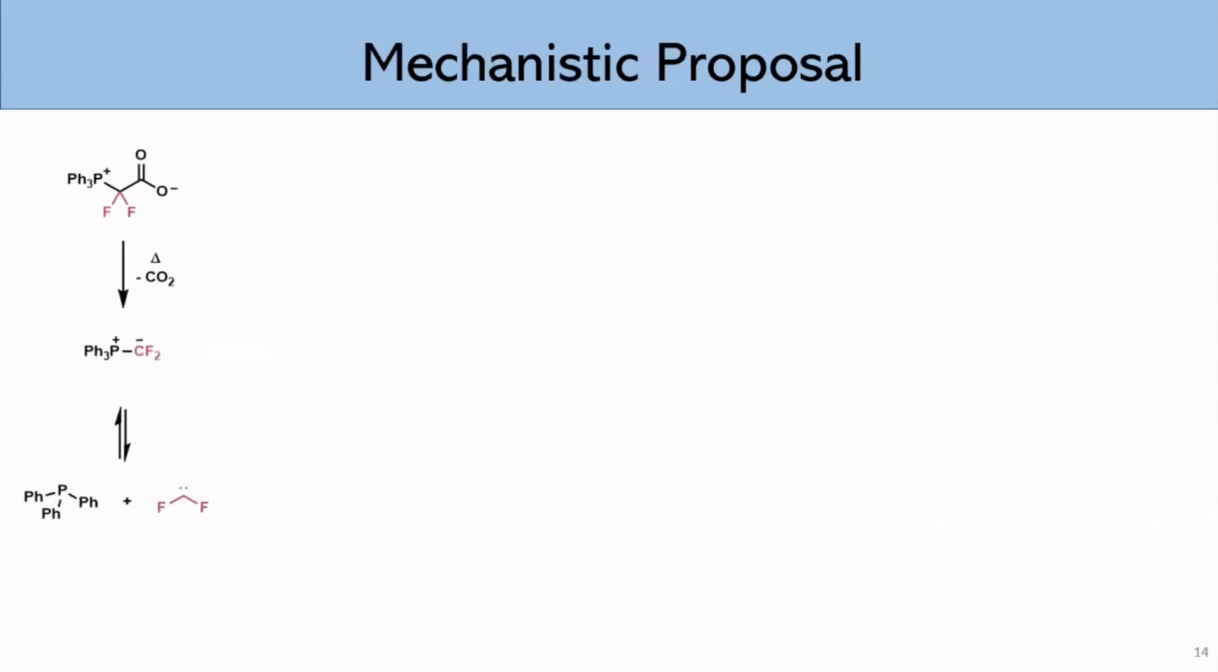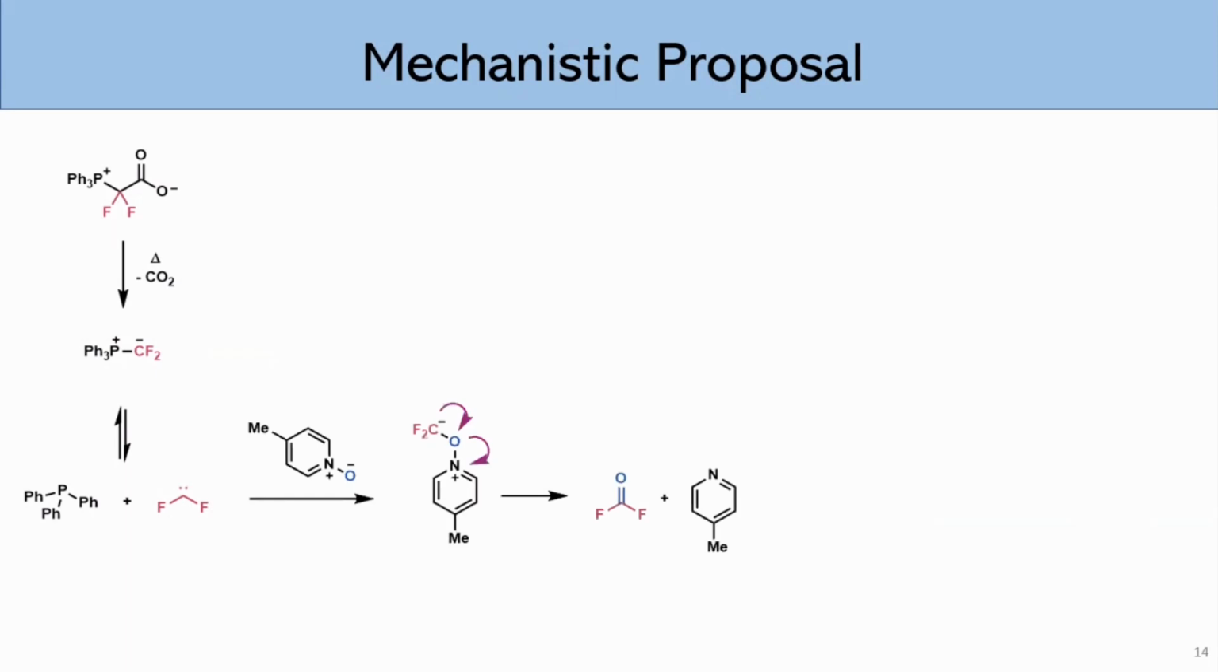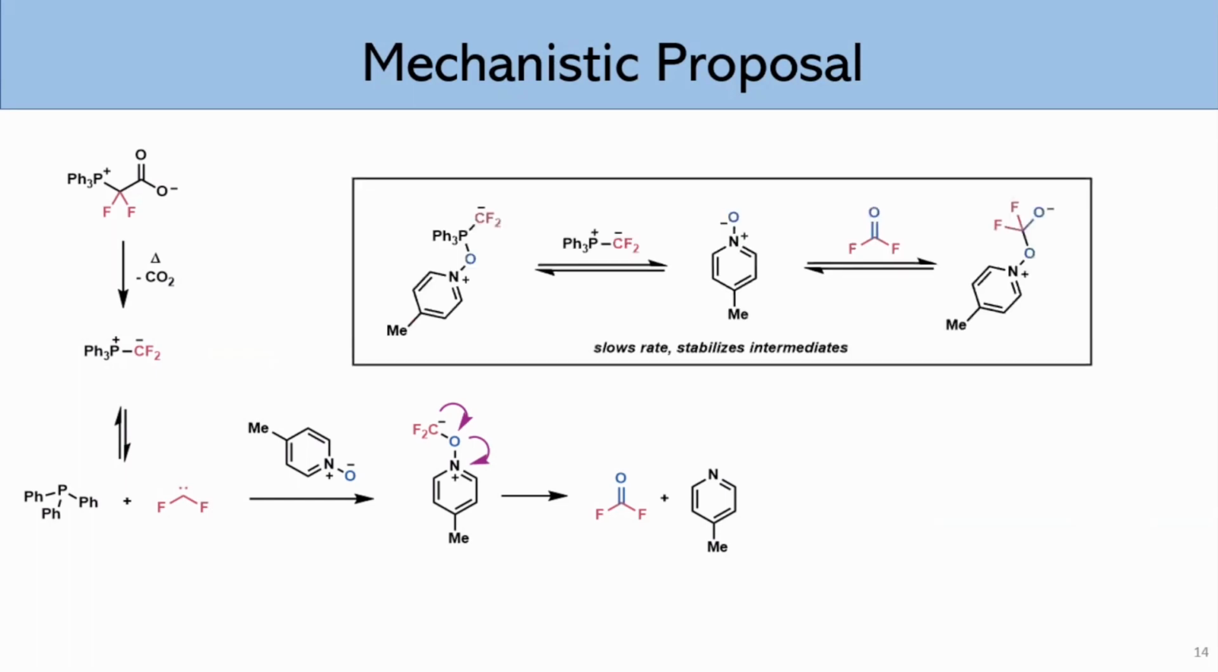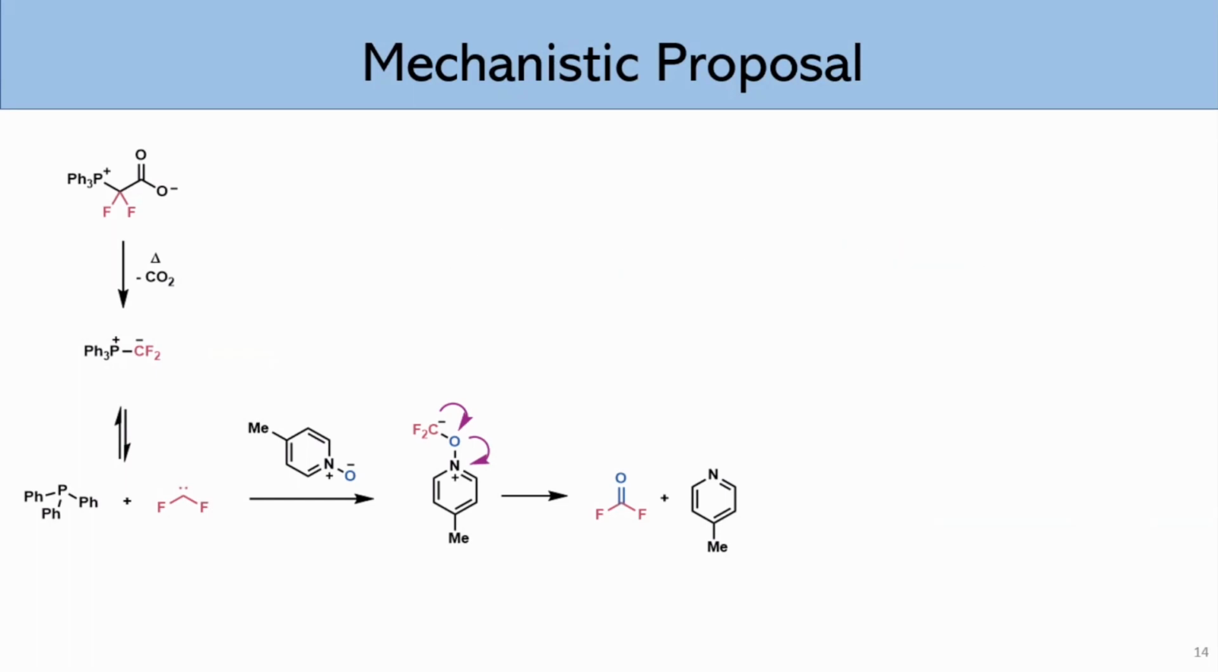So I take you to the final mechanistic proposal. We obviously decarboxylate PDFA under thermal conditions to the ylide, which is in equilibrium with difluorocarbene. Similar to the Zhao reaction with the sulfoxides, the pyridine N-oxide attacks the carbene to get this zwitterionic adduct. This collapses into difluorophosgene and your 4-methylpyridine.